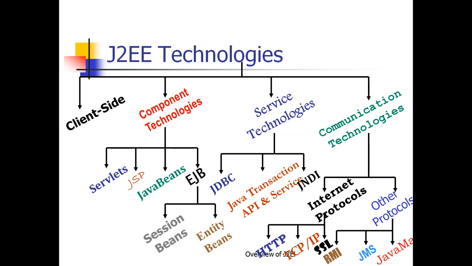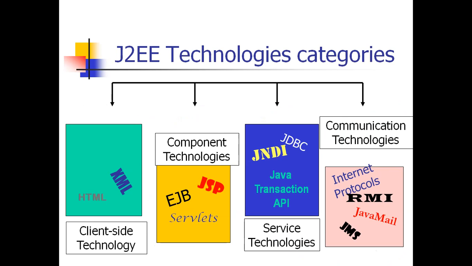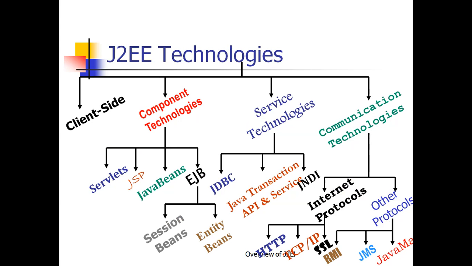Again, we can see the same thing in this diagram: component technology, service technology, and communication technology. Four technologies. In the previous diagram we also represented these technologies, and here we are representing them in a hierarchy order. In component technology we have Servlet, JSP, JavaBean, and EJB, Enterprise JavaBean.